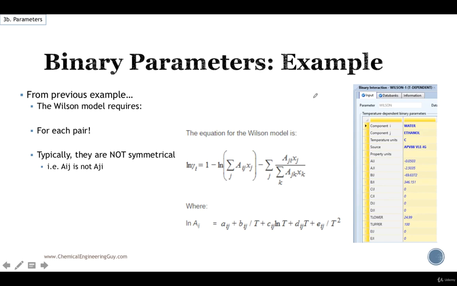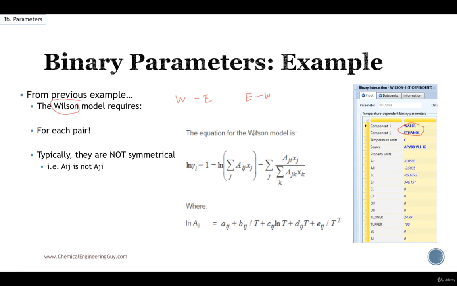In this example, I'm working with the Wilson model. I chose it for water-ethanol. Recall that we have i and j, and we need one for each pair, and not only this. Sometimes we need water-ethanol and the binary for ethanol-water, because remember that sometimes they are not symmetrical. That is, Aij is not equal to Aji. Sometimes they are, sometimes they are not. So just ensure whether your model is symmetrical or not.